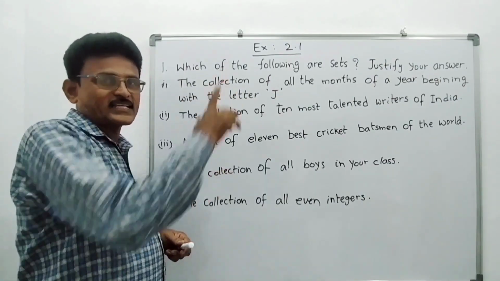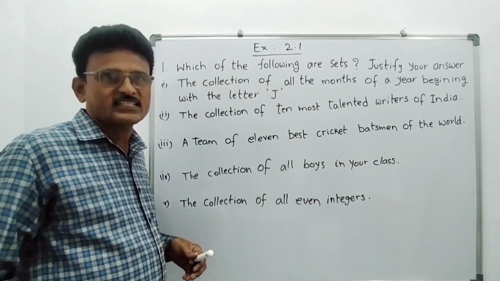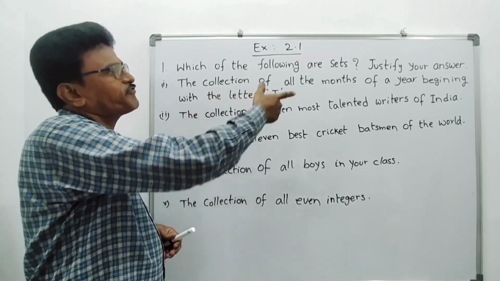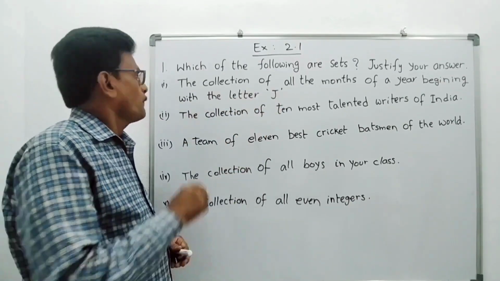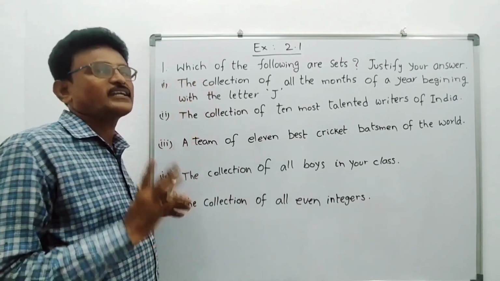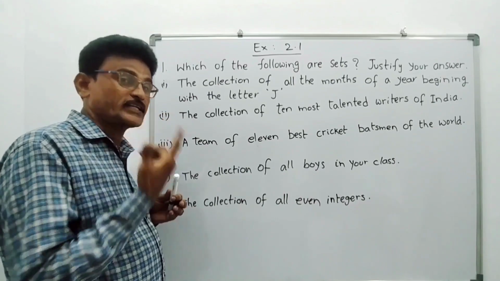Students, now exercise, first problem. See, which of the following are sets? Justify your answer. What is the first problem here? The collection of all the months of a year beginning with the letter J. It is asking whether this is a set or not. If it is not a set, we have to justify the answer. Why is it not a set?